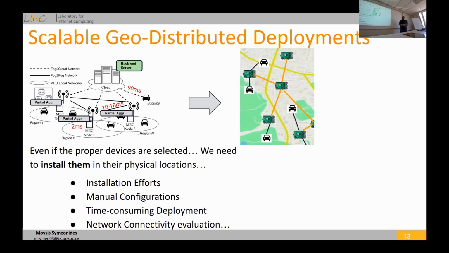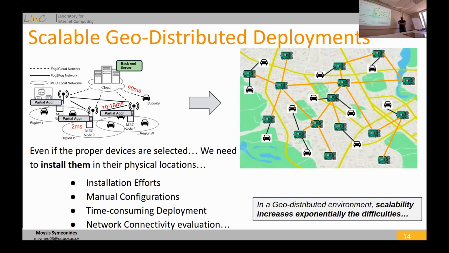So even if we select the best device for our use case, the deployment of the devices in a geo-distributed environment is time-consuming, since the operator needs to go to a specific geolocation, set up the devices, install the software, configure the networks, and of course, if we try to scale this infrastructure, the efforts are increasing exponentially.